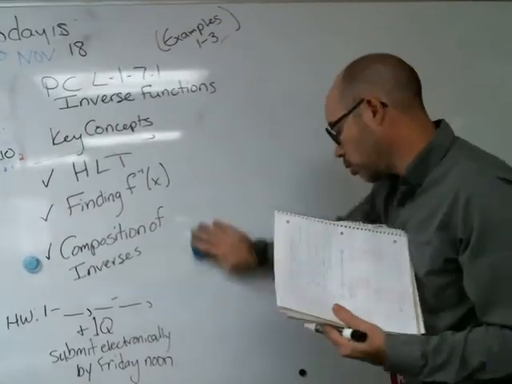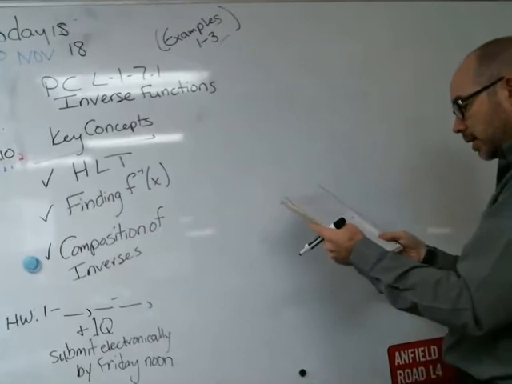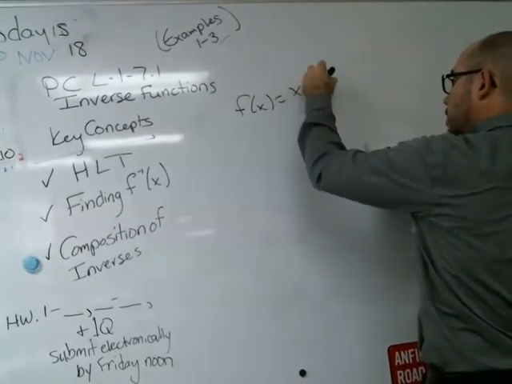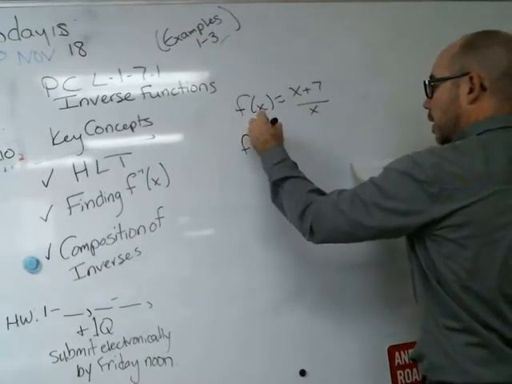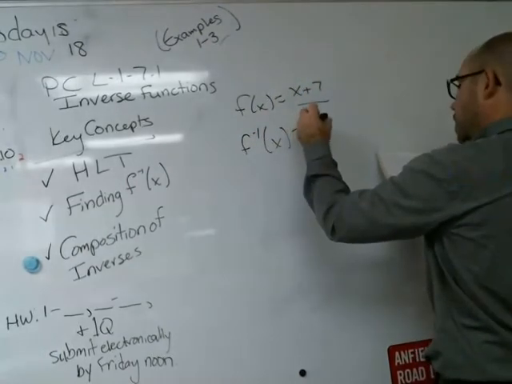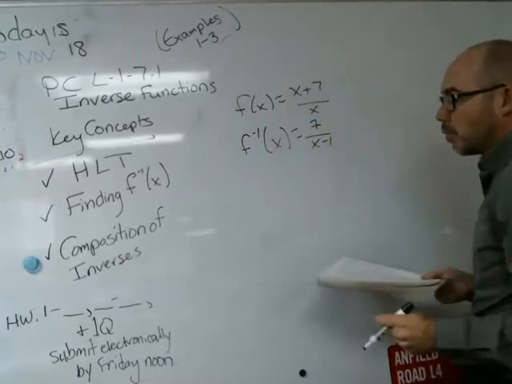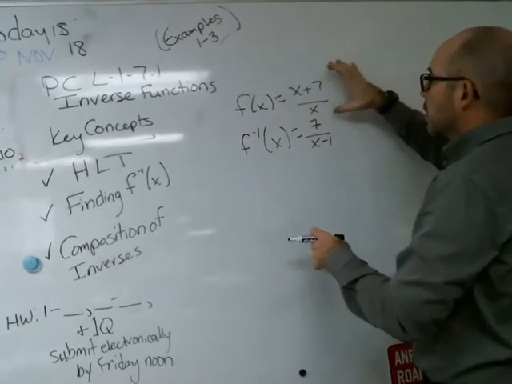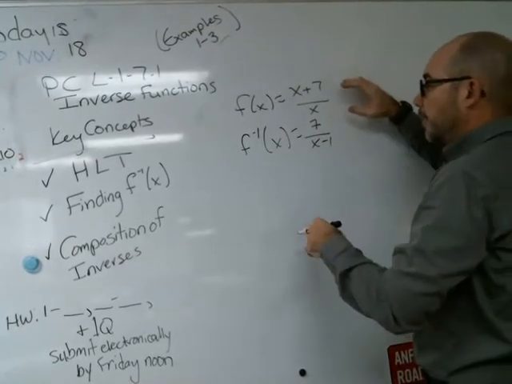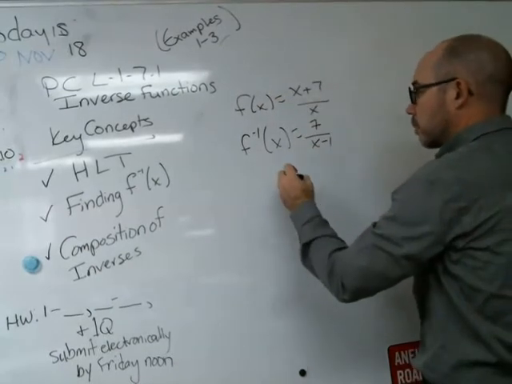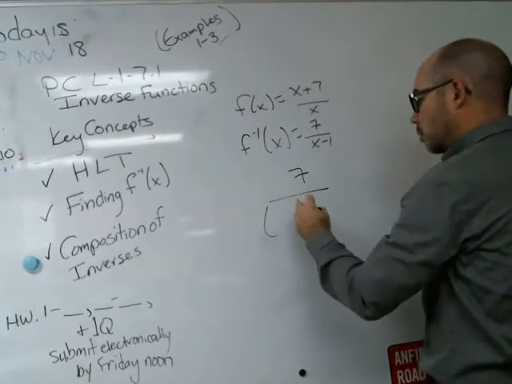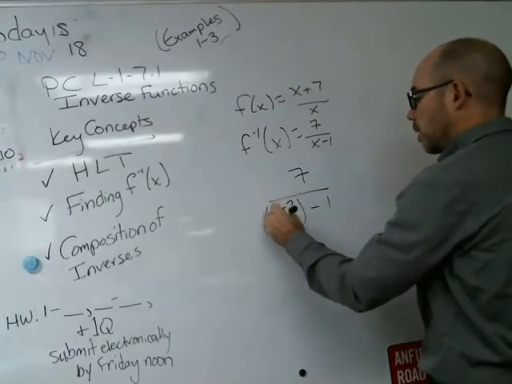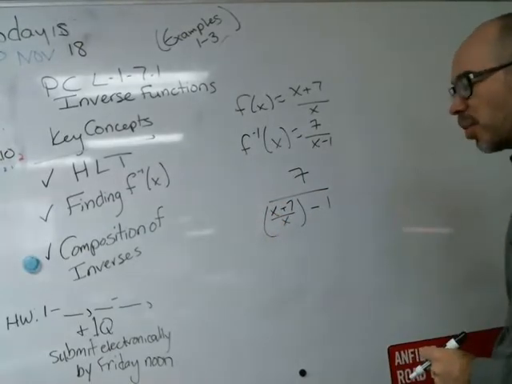So I'll go back to one of the last examples where we got one function being x plus 7 over x, and its inverse was determined to be 7 over x minus 1. I'm going to compose these two together. I'm going to take this one and put it into there. So it'll be 7 over that function minus 1: x plus 7 over x minus 1.